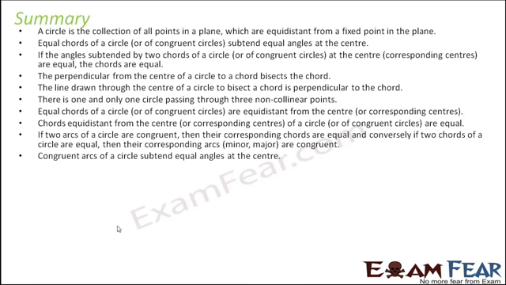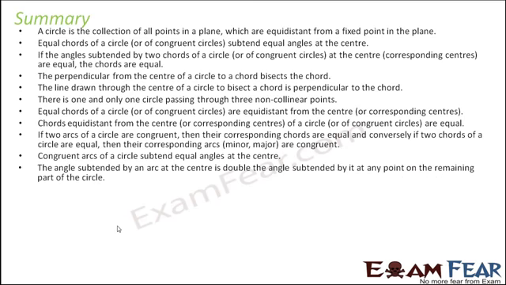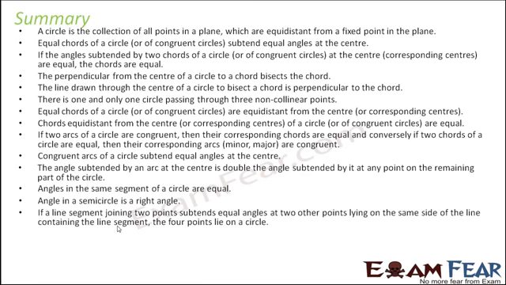Congruent arc of a circle subtends equal angle at the center. Angle subtended by an arc at the center is double the angle subtended by the same arc at any other point on the circle. Angles in the same segment of the circle are equal. Angle in the semicircle is a right angle. If a line joining two points subtends equal angle at two other points lying on the same side of the line segment, then all these 4 points lie in a circle.